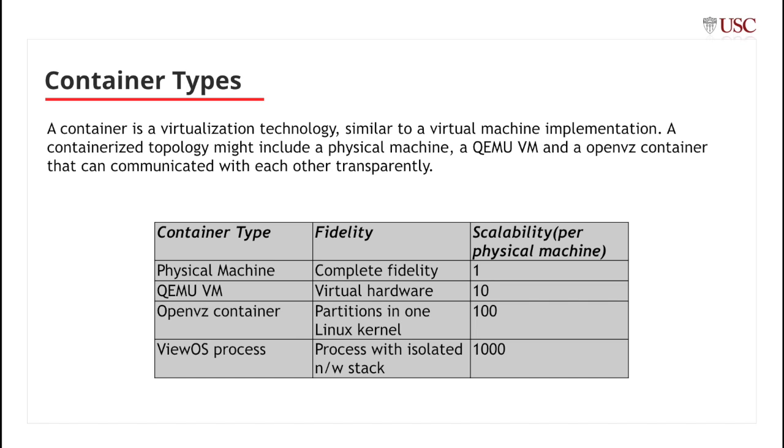And then there's the QEMU virtual machine, which emulates the hardware, and which can run up to 10 machines per physical machine. And then we have OpenVZ containers. Each of them is like a lightweight Linux kernel, and we can run 100 of them. And then VOS process. It's just like a process within an operating system, but with an isolated stack, and we can run thousands of them. So using these, we can emulate or simulate a large number of nodes and a large number of topologies in the network that we desire to design.